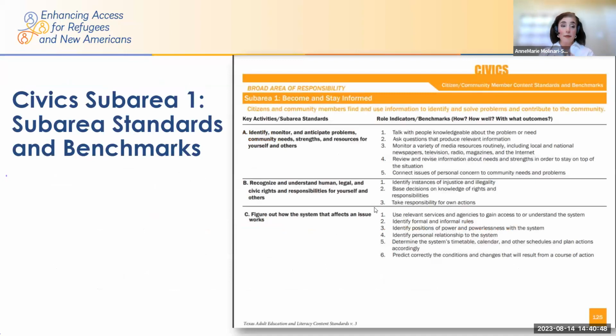And then to wrap up our discussion of the civic standards, I wanted to share with you an actual page in the book, page 125. And this shows you a bird's eye view of everything together. So you have sub area 1, become and stay informed. And then you can see that there are 3 sub area standards here. And then there are the benchmarks attached to each one of these sub area standards, and they are numbered on this page. So at this time, I'm going to pass the mic back to Beth.